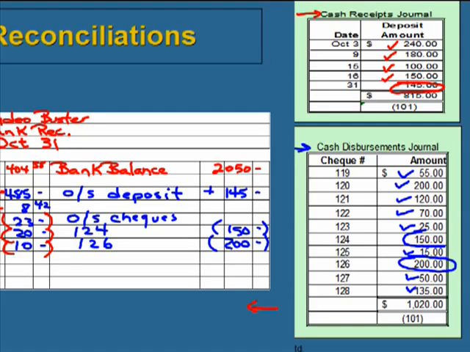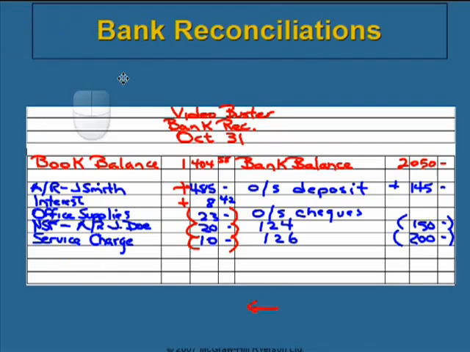So now we've taken care of all of the numbers that were circled in our accounting records. So now we're ready to calculate the new balances on our bank reconciliation. Now, to complete our bank reconciliation, we have to calculate the new totals for our bank balance and our book balance. So let's start with our bank balance side.